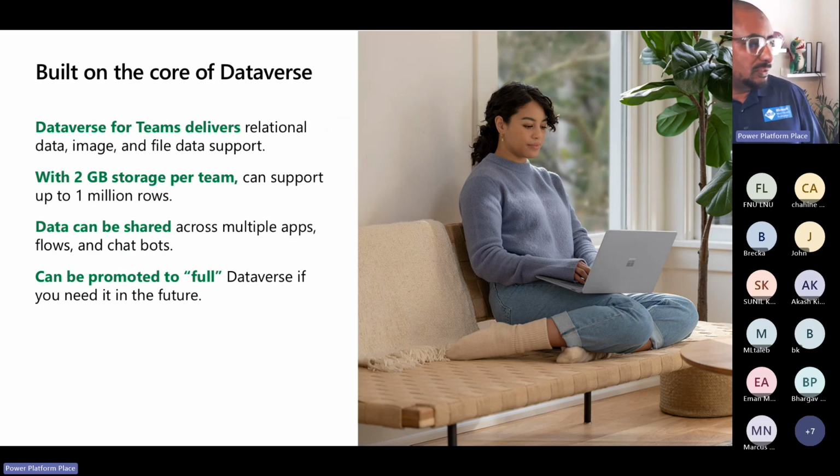All right, this is just some information about Dataverse for Teams, and we know that it comes with 2 GB storage per team and can support up to 1 million rows. Data can be shared across multiple apps, flows, and chatbots. It can be promoted to full Dataverse. If you want that, it will take you out of the Dataverse for Teams licensing, which comes with your Office 365 Enterprise license. Here you will have to go to the premium license.